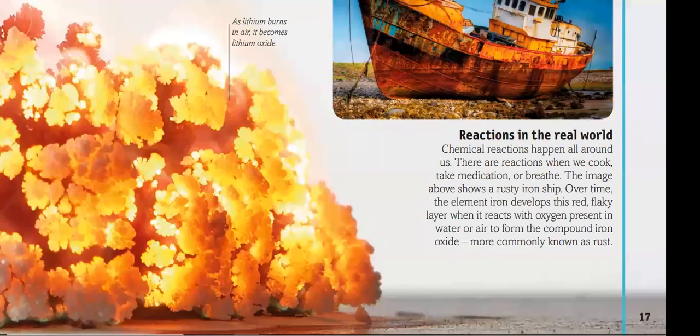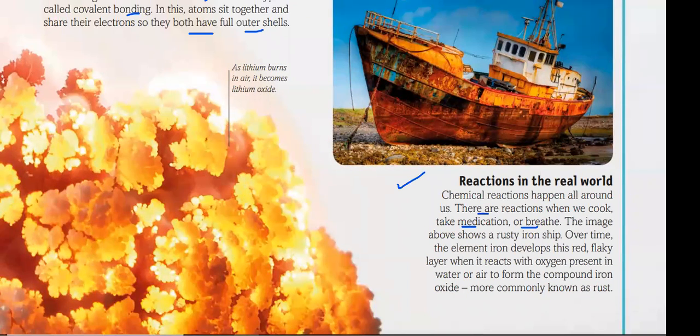Next, reactions in the real world. Chemical reactions actually happen all around us, when we cook, take medication, and breathe. When we cook, a chemical reaction takes place. When we take medication, a chemical reaction takes place. In breathing, a chemical reaction takes place. That means this image above shows a rusty iron ship. We're observing this one, and over time, what happens? The element iron develops this red flaky layer, which reacts with the oxygen present in water or air to form the compound iron oxide. More commonly, we call it rust.